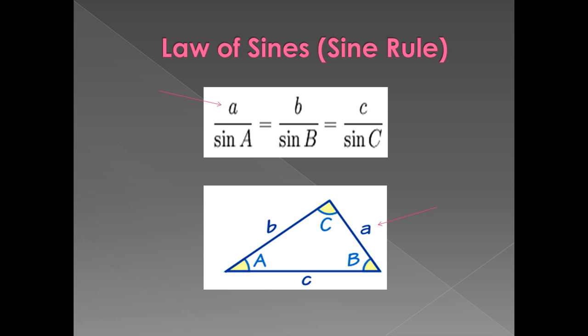The formula states that if you divide side a by the sine of the angle across from side a, that is equivalent to side b divided by the sine of the angle across from side b, which is then in turn equivalent to side c divided by the sine of the angle across from side c.